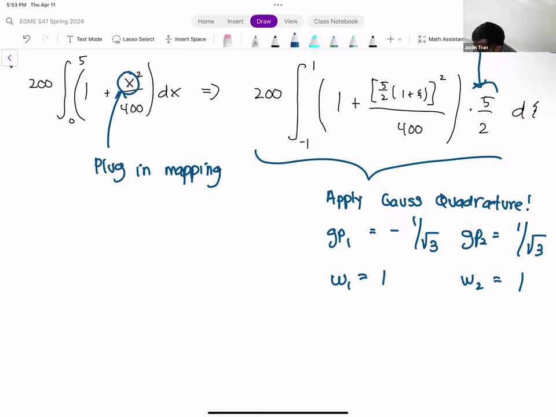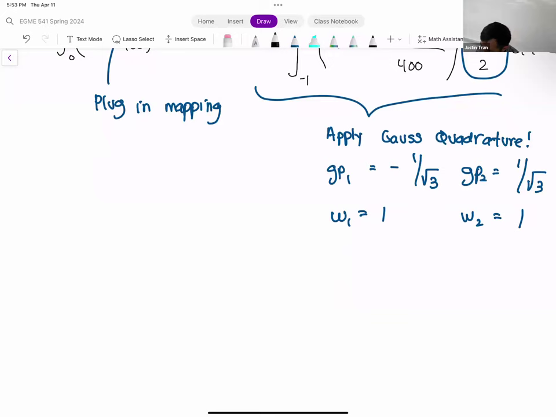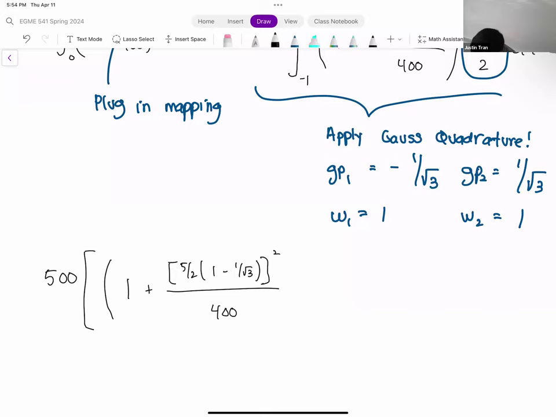First, let me take this Jacobian. It's just a constant, so I'm going to apply it out in front. I have a 200 times 5 over 2, which is a 500. And now we have our integrand evaluated at the two points. We have 1 plus quantity 5 over 2 times 1 minus 1 over root 3, quantity squared divided by 400, plus 1 plus quantity 5 over 2 times 1 plus 1 over root 3, quantity squared divided by 400.